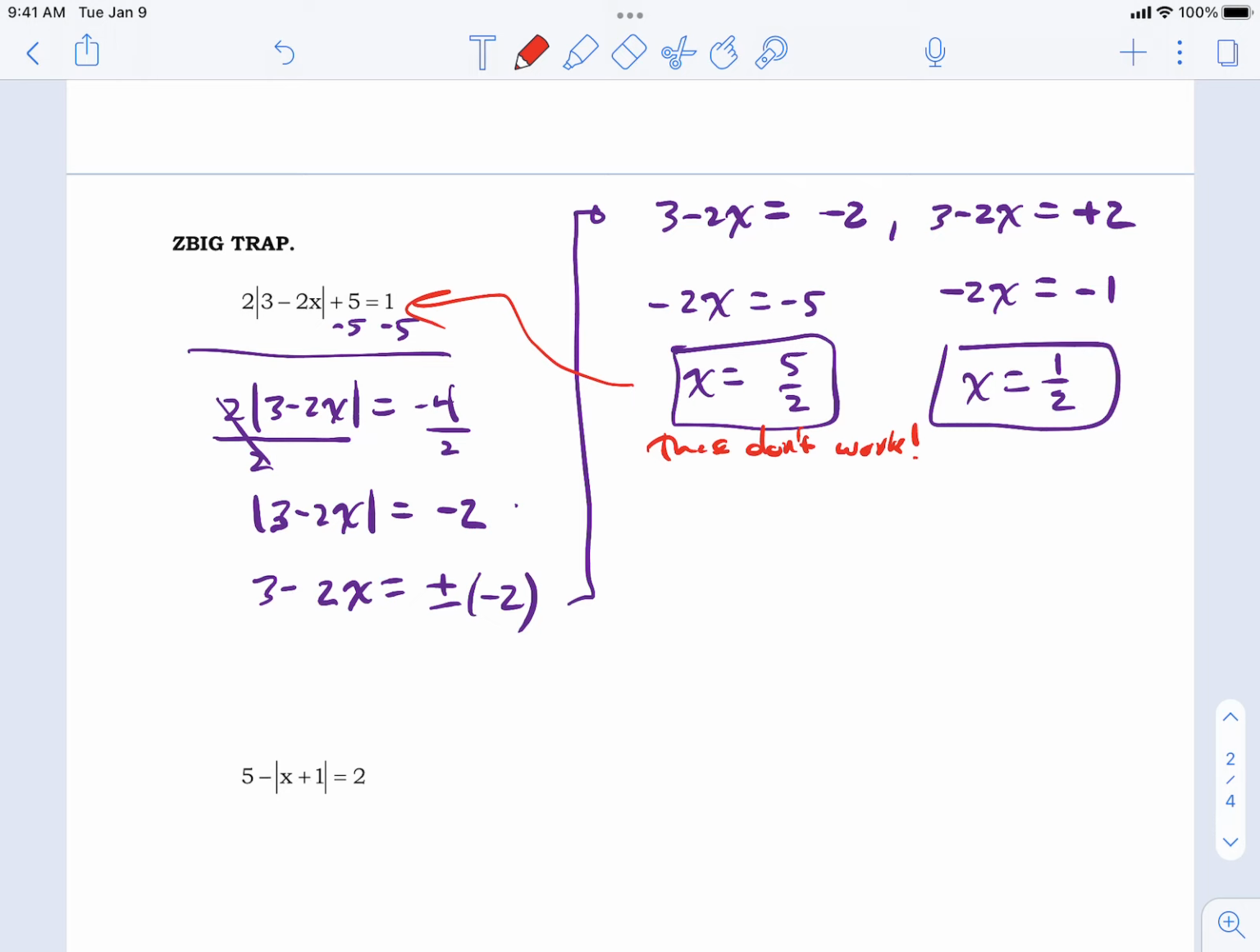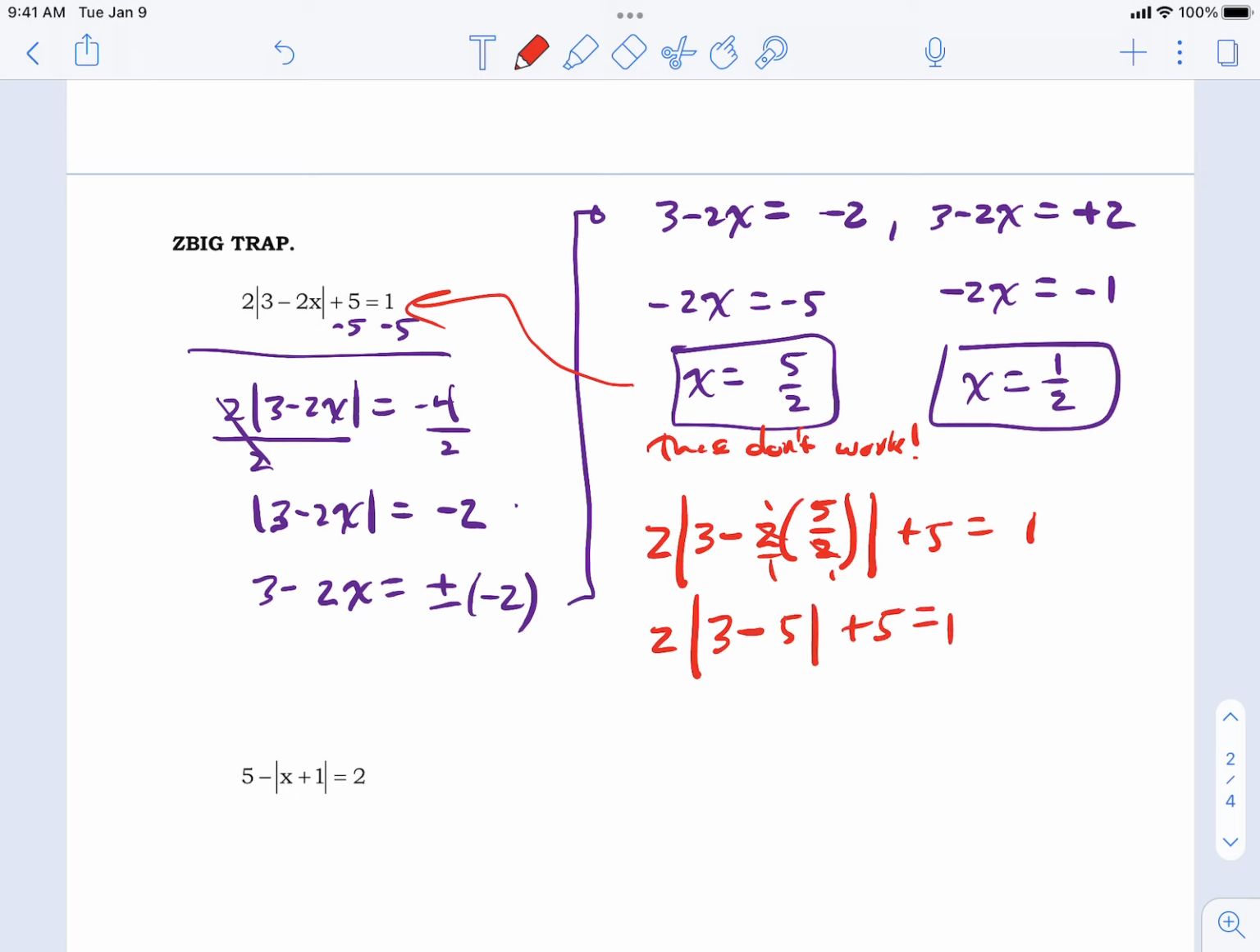I'll plug it into the original equation here. 2 times the absolute value of 3 minus 2 times, and let's just put this solution in, the 5/2. See if this one works, which it won't. Okay, well, let's see what's happening here. 3 minus, now remember, this multiplication, the 2 is like a 2 over 1. These 2's are cross-canceling, so you get 5 over 1, which of course is just 5. So it's a question mark. We're checking to see if this works. This is 2 times 3 minus 5 is a -2.